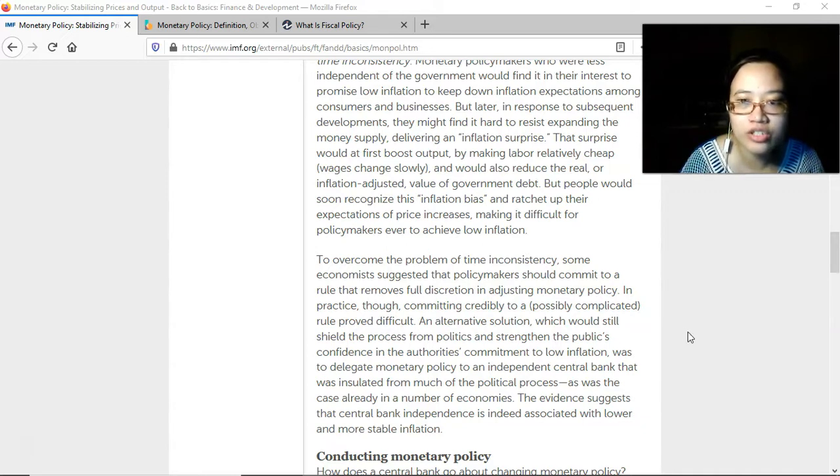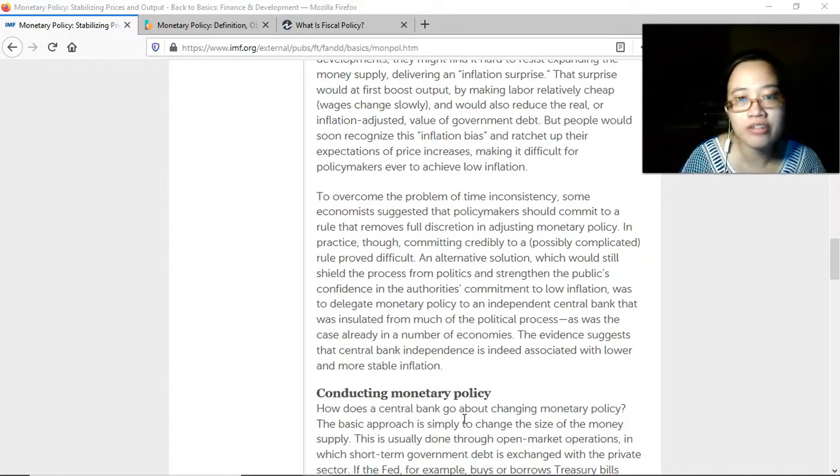An alternative solution, which would still shield the process from politics and strengthen the public's confidence in the authorities' commitment to low inflation, was to delegate monetary policy to an independent central bank that was insulated from much of the political process, as was the case already in a number of economies. The evidence suggests that central bank independence is indeed associated with lower and more stable inflation.